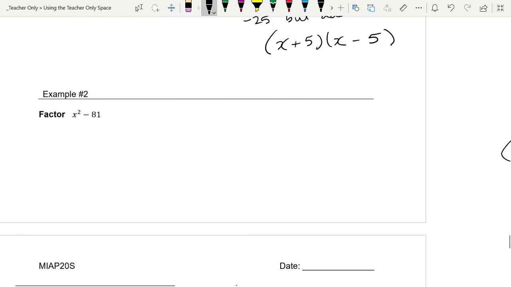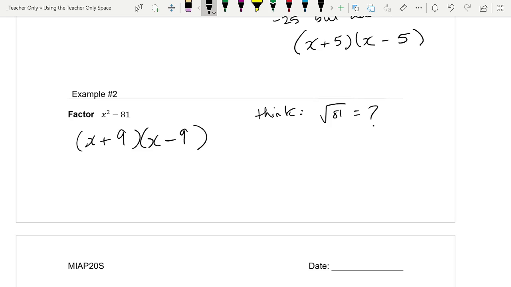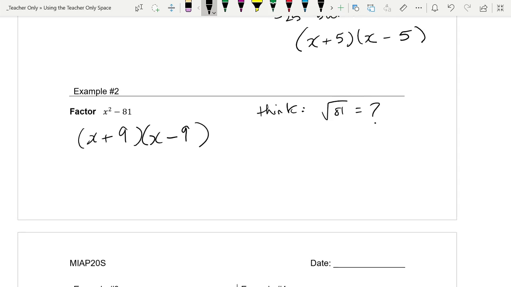But back over here in the land of difference of squares, this guy's pretty easy. X plus, x minus, all I have to know is, think, what's the square root of 81? There you go. Plus 9, minus 9. And again, if this seems like wizardry, feel free to FOIL that out. You'll get plus 9x and minus 9x, and they'll cancel.